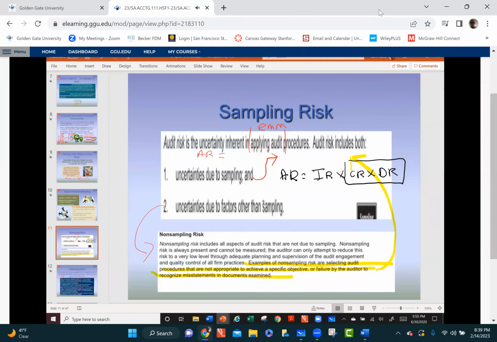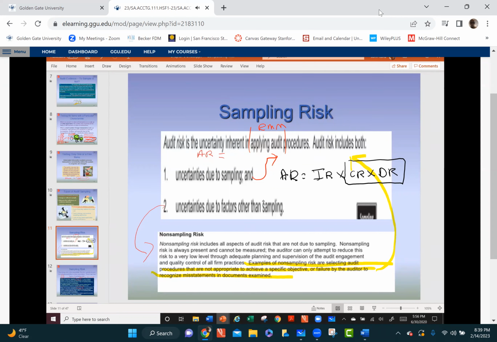Why? Because when we do our control testing, we'll use a sample. When we do our substantive testing, we'll use sampling. And because we're looking at less than 100% of the items, there's always a chance that our sample will be different from the population. So there's factors affecting our audit risk, and it's primarily affecting our CR and DR that really relate to sampling.